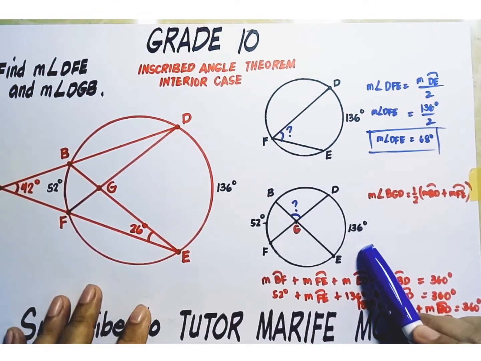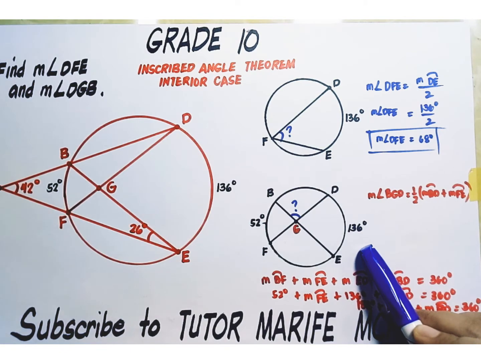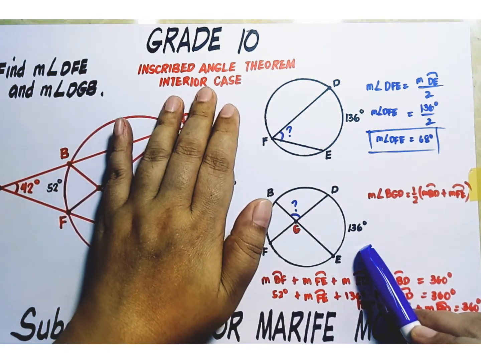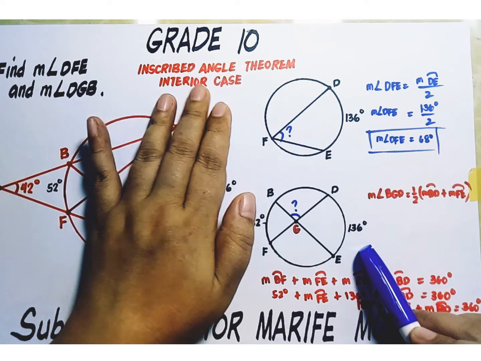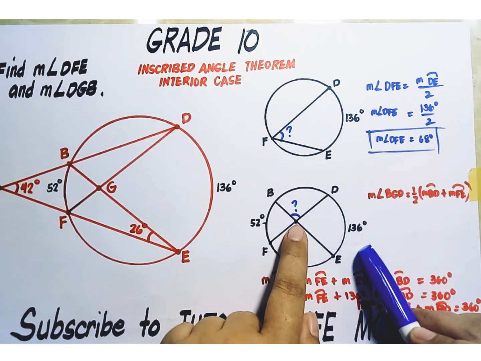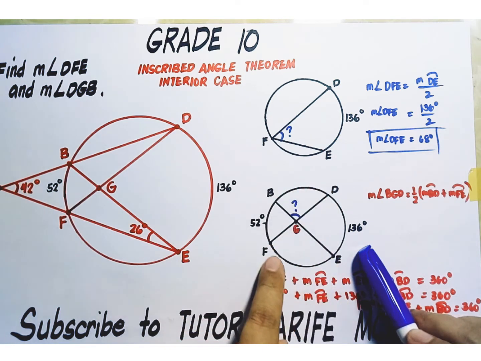What does the interior case of inscribed angle theorem tell us? The interior case of inscribed angle theorem tells us that the measure of an inscribed angle whose vertex is inside a circle is equal to 1/2 of the sum of the measures of its intercepted arcs.